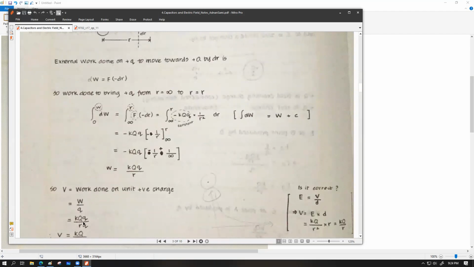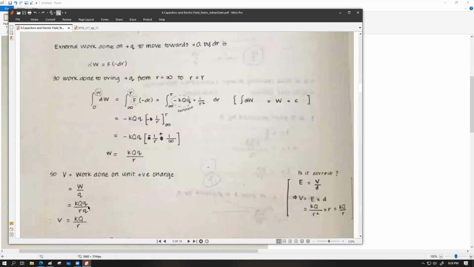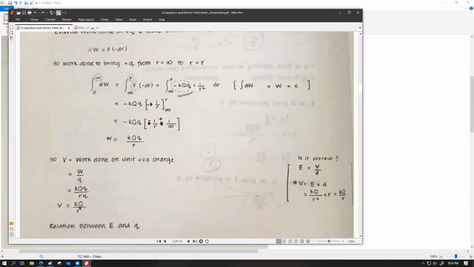So I put the value of W, and below is Q, the Qs cancel out, so V equals KQ by R. This is the basic equation for voltage calculation for any charged particle. Or in other words, I can say the electric potential of a charged particle with a value of Q at a distance R from its center is given by this expression.